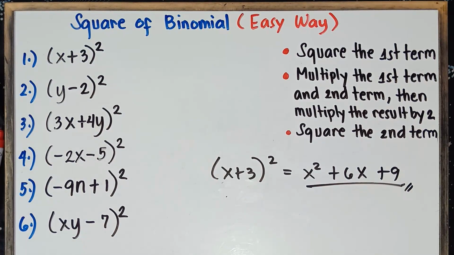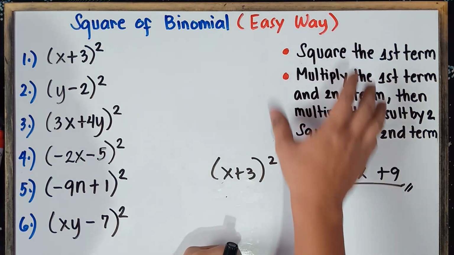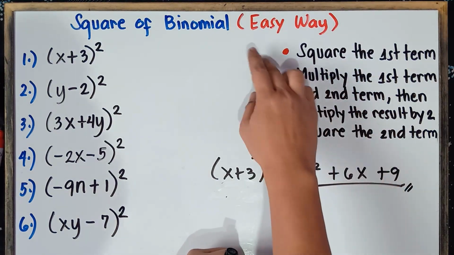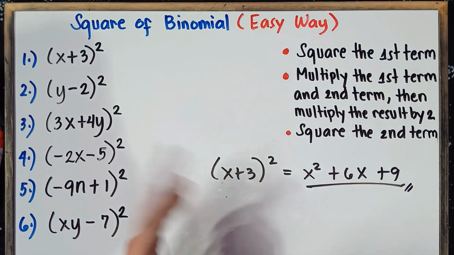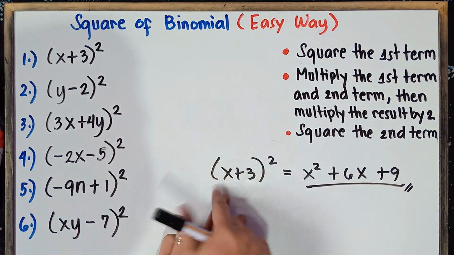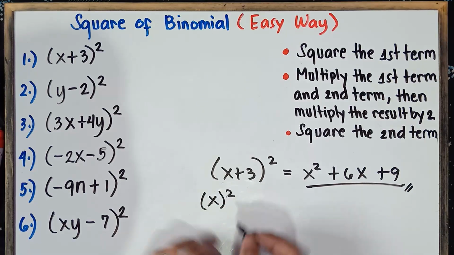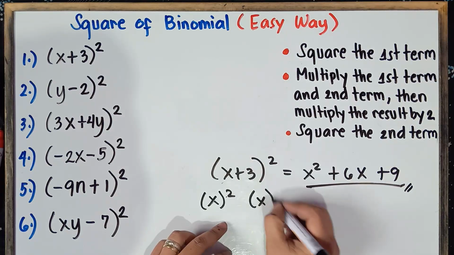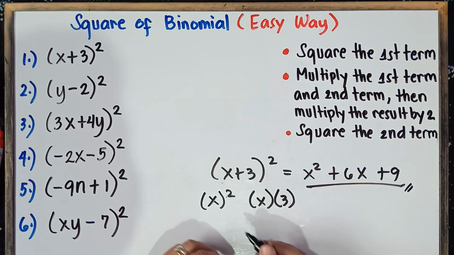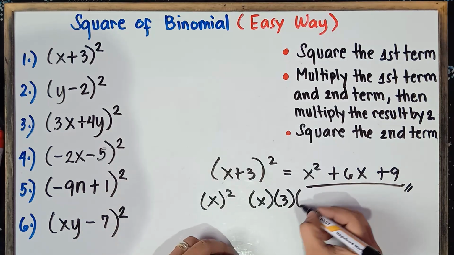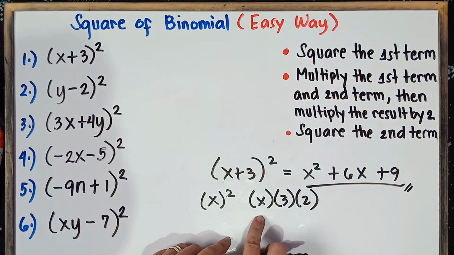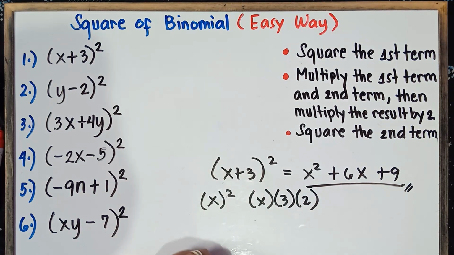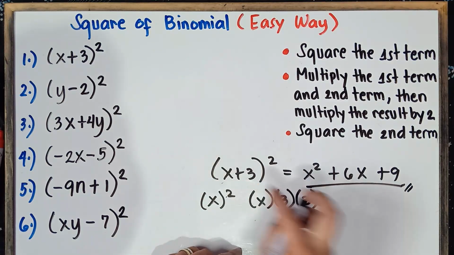Very easy, class, for the square of a binomial if you understand the procedure, if you master the following procedure. Once again, class, first step, you square the first term. And then second step, multiply the first term and the second term, and then you multiply the answer by 2. So that will be the first term times the second term times 2. And then last step, you square the second term.